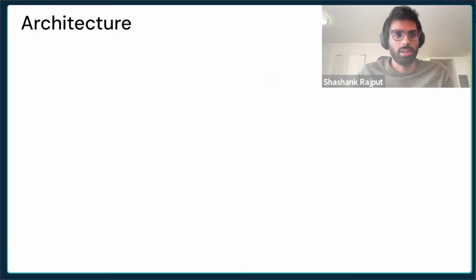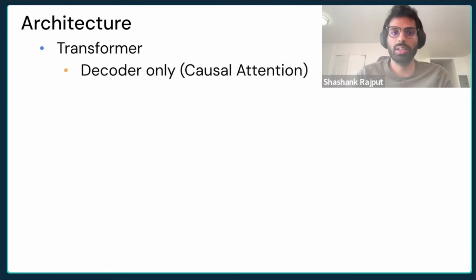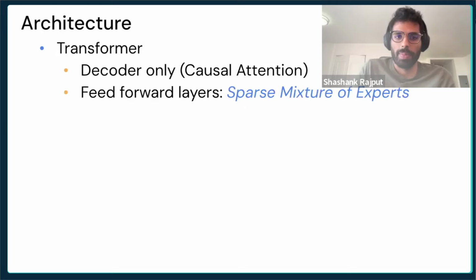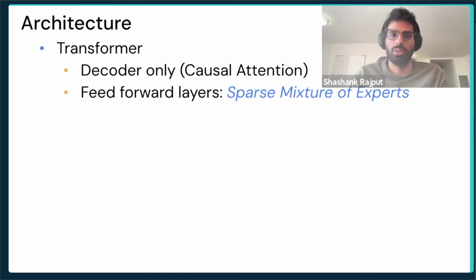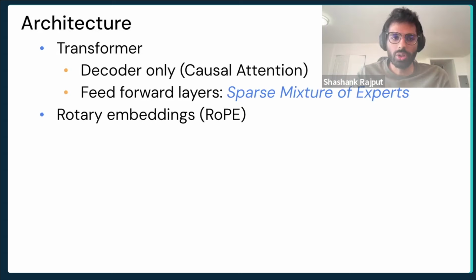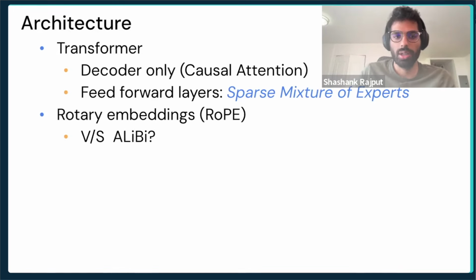Let me explain the architecture a little bit. The architecture of DBRX is a transformer model. It's a decoder-only model, that is, it uses causal attention. The key differentiating factor between this and normal transformers is that in the feed forward layers, we use a sparse mixture of experts architecture. Talking about the positional embeddings, we use RoPE, which are rotary embeddings.